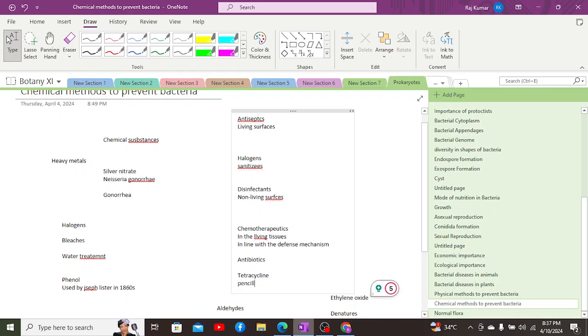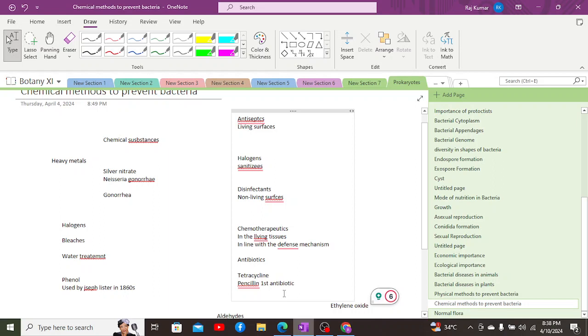After which we have penicillin. Penicillin is an antibiotic obtained from, sorry, not yeast, but a fungus known as Penicillium notatum. Penicillium notatum is the fungus from which we obtained penicillin, the first antibiotic in the research field. And if we utilize penicillin, of course it has the side effect of allergic reactions.